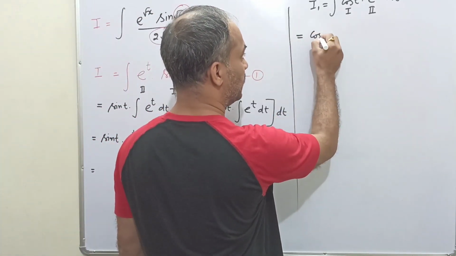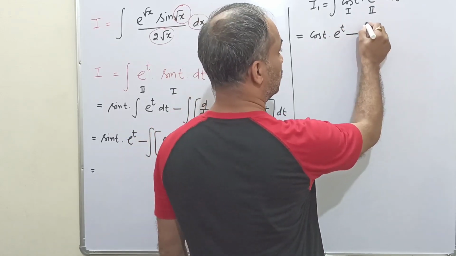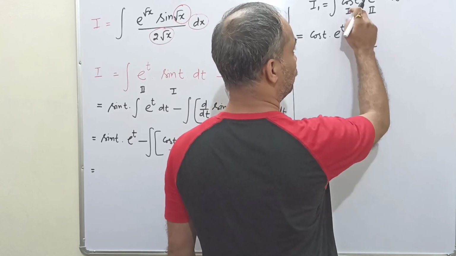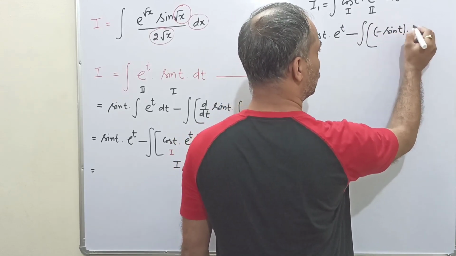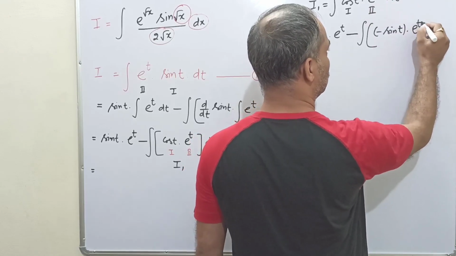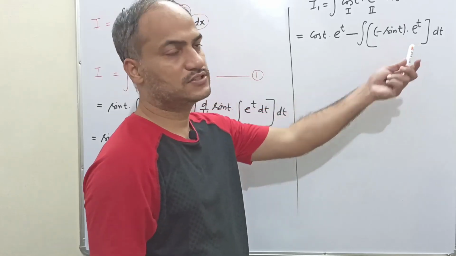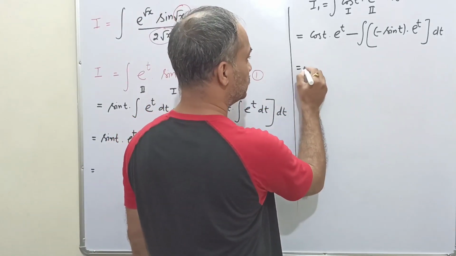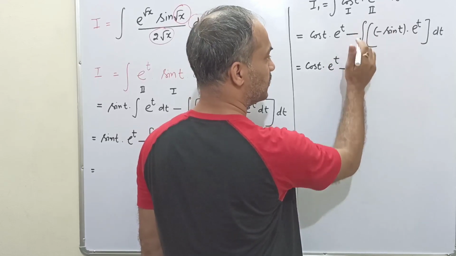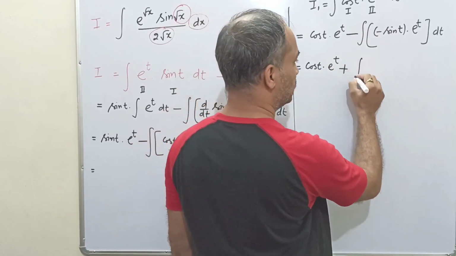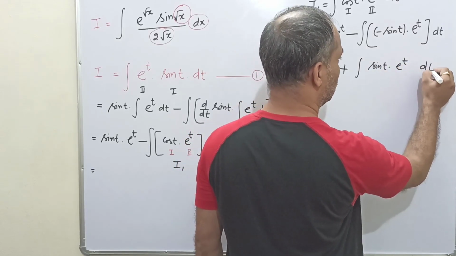First function remains same into integration of second, minus integration sign, differentiation of first function, that is minus sine t, into integration of second, and integration of this entire term once again. So what we get is cos t into e to the power t, minus and minus becomes plus, and this term is sine t into e to the power t dt.